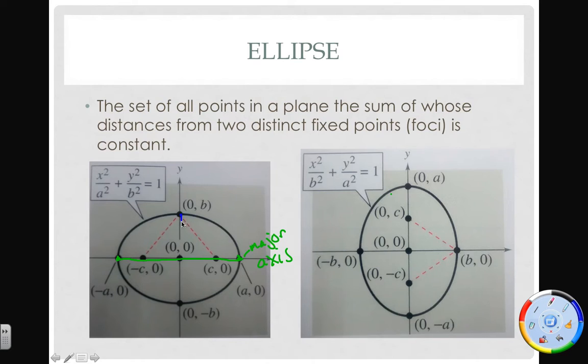and the minor axis is in the other direction. And it's likewise over here. The minor axis in this case is horizontal. And the major axis is vertical.